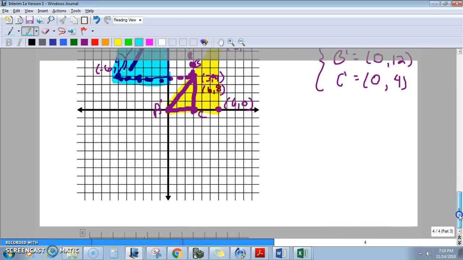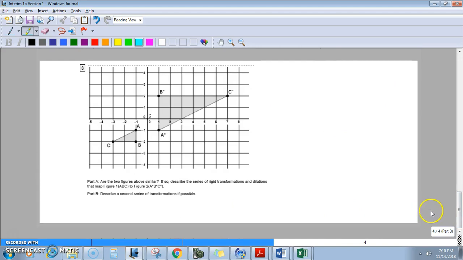Okay, and then, gosh, do we only have one more question? Yay! And this is exactly from your last interim test. So part A, are the two figures above similar? If so, describe the series of rigid transformations and dilations that map figure 1, the regular ABC, so that's the smaller one, to figure 2, A prime, B prime, C prime, A double prime, B double prime, C double prime. So the question is, what am I doing to ABC? And this was on the test. I think everybody did really well on this, to change it into A double prime, B double prime, C double prime here.